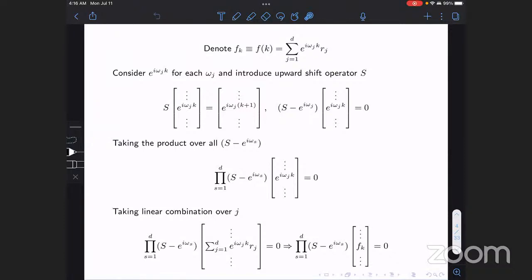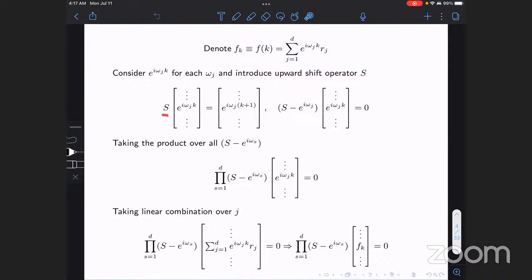Let me introduce this shorthand notation f_k, which is the function f at the integer values of k. Now to introduce Prony's method, let's take a look at these frequencies one by one. We start by forming these vectors, e to the i omega_j k, for different integer values of k. You can think of this as an infinitely long vector. And we introduce a shifting operator S, which shifts the whole vector up one slot, upwards.